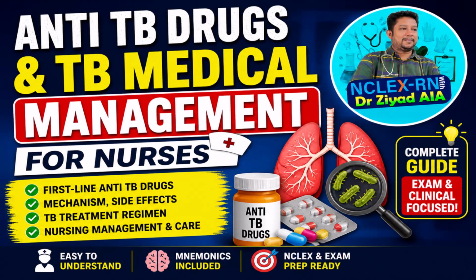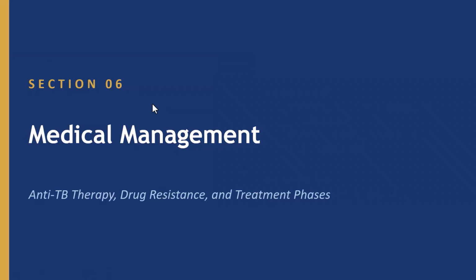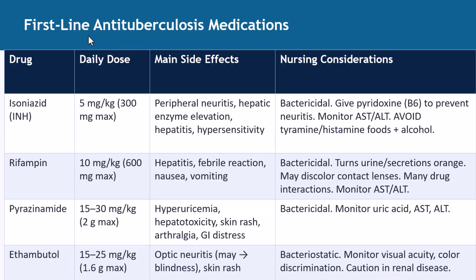In this tutorial series, we are going to discuss tuberculosis medical management for nurses. It includes anti-TB drugs, first-line anti-TB drugs, mechanism and side effects, TB treatment regime, and nursing management and care. Now let's talk about how we treat tuberculosis and the medications involved. Let's go through the first line anti-TB medications. There are 4 primary drugs and you need to know each one in detail.